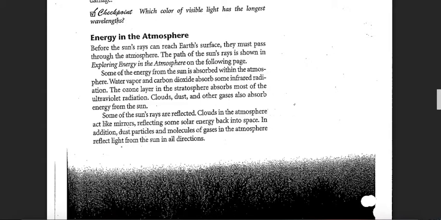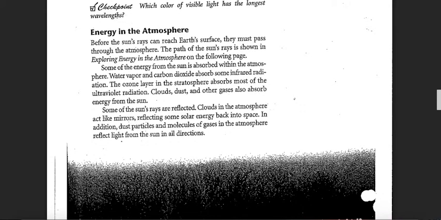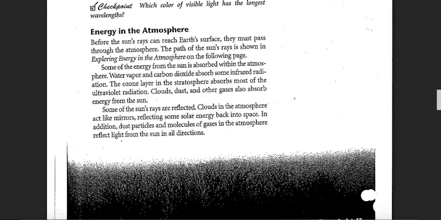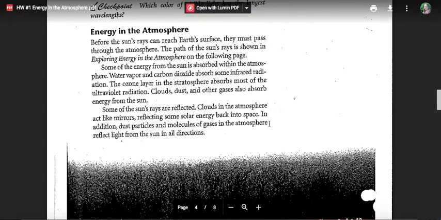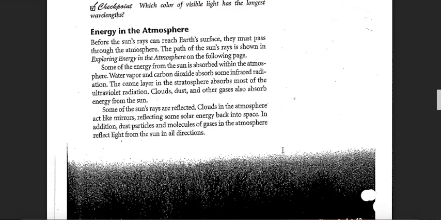Energy in the atmosphere. Before the sun's rays can reach Earth's surface, they must pass through the atmosphere. The path of the sun's rays is shown in Exploring Energy in the Atmosphere on the following page, which also copied poorly, so I'll pull up a better picture of it in just a minute. Some of the energy from the sun is absorbed within the atmosphere. Water vapor and carbon dioxide absorb some infrared radiation. The ozone layer in the stratosphere absorbs most of the ultraviolet radiation. Clouds, dust, and other gases also absorb energy from the sun.